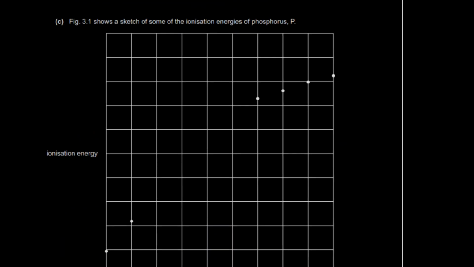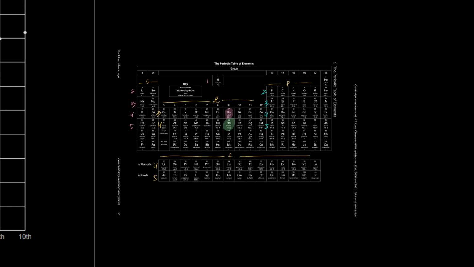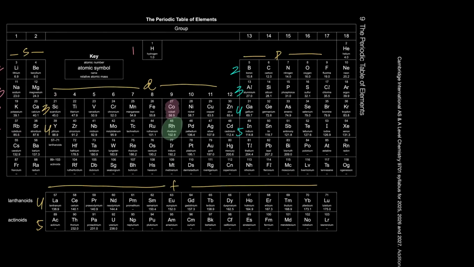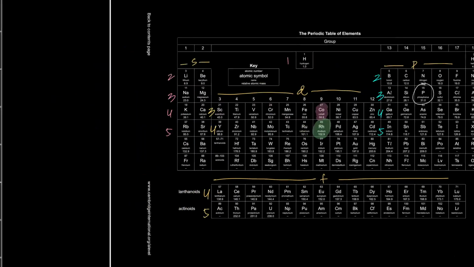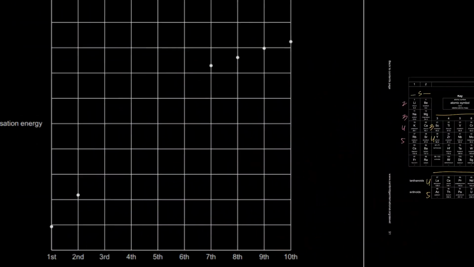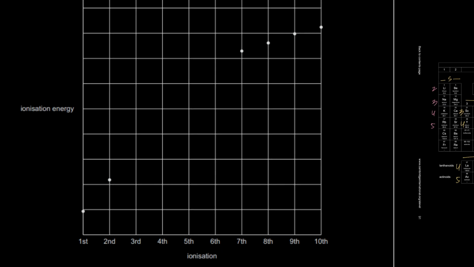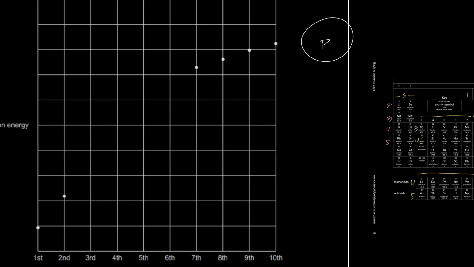Next question shows a sketch of ionization energy of phosphorus. Which group is phosphorus in? Well, let's add our periodic table. Phosphorus is right here in group 15, or you could also think of it as group 5, so it has 5 electrons in its outermost shell. So if you have 5 electrons in the outermost shell, you remove this, that's the first ionization energy, the second, the third, the fourth, the fifth.